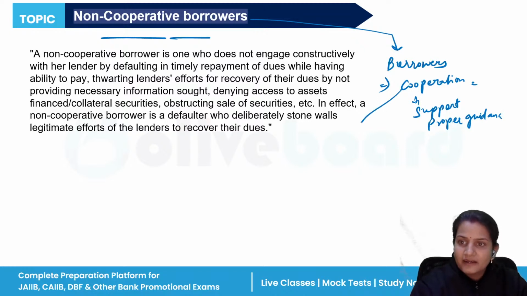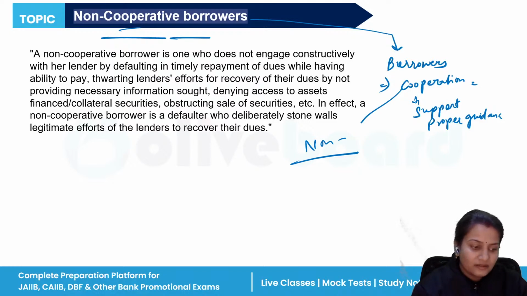Now, if we write "non," it means the person is not supporting, not giving proper guidance. So non-cooperative borrowers are those borrowers who are not supporting the bank. They are not repaying their money. They have the money, but they are unwilling to repay it, not repaying dues in a timely manner. So basically, they are not supporting the bank, not cooperating with the bank. That type of borrower is known as a non-cooperative borrower.